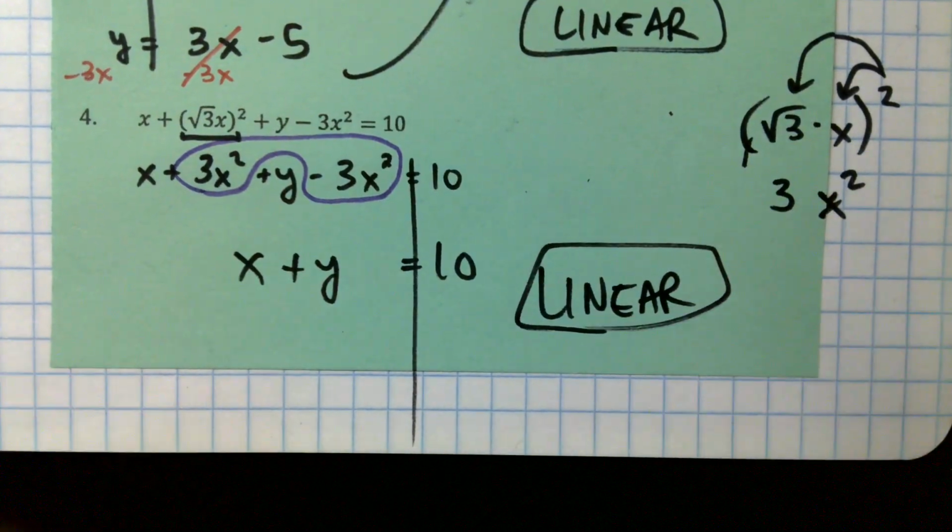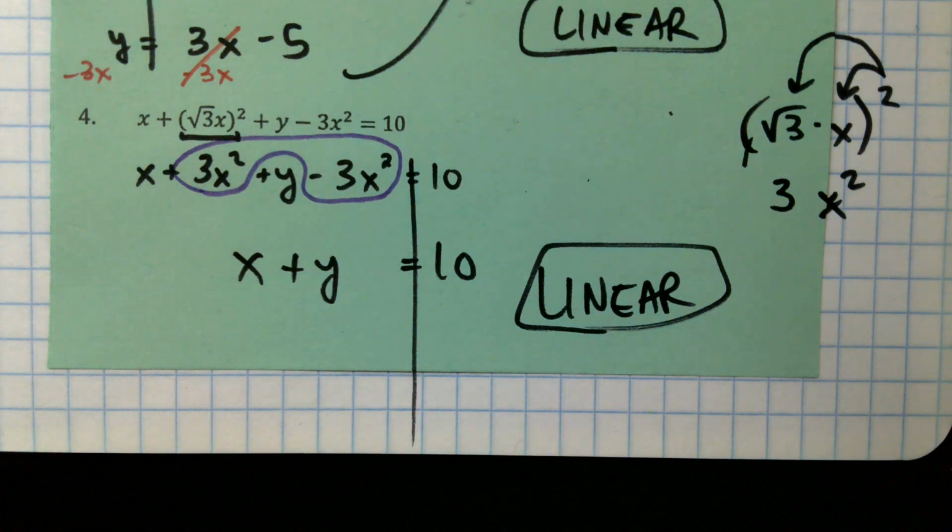So again, some of you looked at this right away and said, oh, there's a square root. Oh, there's exponents. This must be nonlinear. That's why we have to do this work and simplify, because it'll trick you and make you think that it is when it isn't. All right?